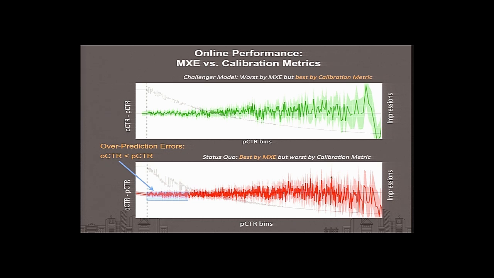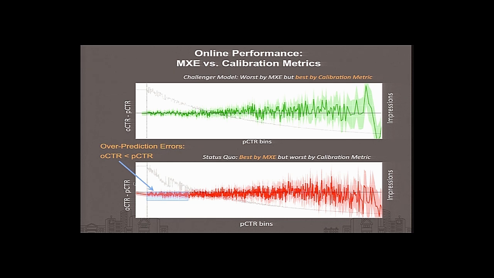So the way to read these charts is for two models. One is the status quo, which is the best model so far, and then there's the challenger model. On the x-axis, I have the predicted click-through rate bins. For every group of impressions in that bin, I would compute this delta of observed click-through rate minus predicted click-through rate, right? And this line is basically the line 0, right? So when my observed click-through rate is less than predicted click-through rate, then I'm over-predicting, right? Because my predicted PCTR value was greater than OCTR. And if the values on the y-axis were greater than 0, then I'm under-predicting, right?